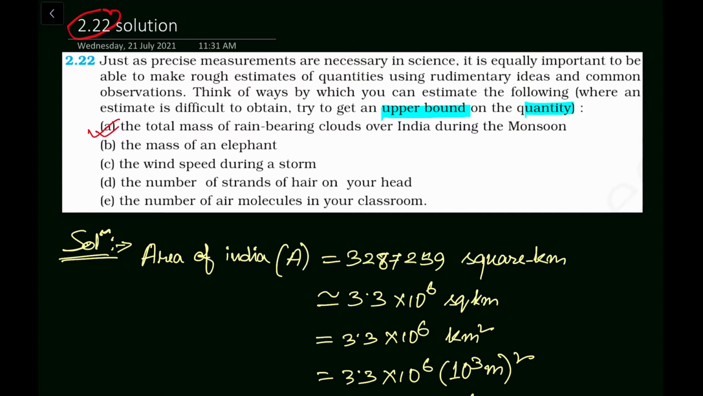In the first problem, we have to estimate the total mass of the rain clouds over India during the monsoon season. So we know that the area of India is equal to 32,87,259 square kilometers. So we can approximate to the upper bound as it is given in the question. So let us consider 3.3 into 10 to the power 6 square kilometers, or we can write it as kilometer square also.